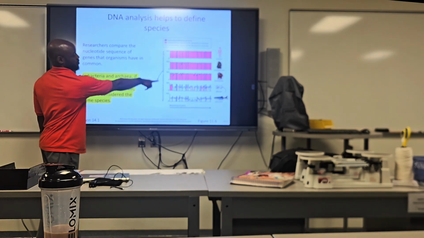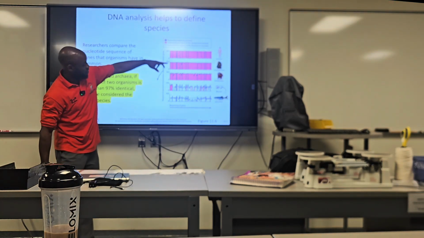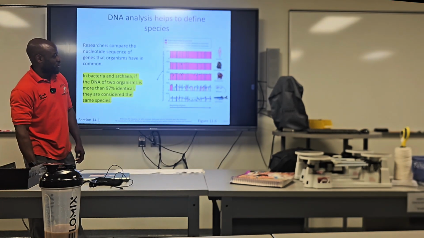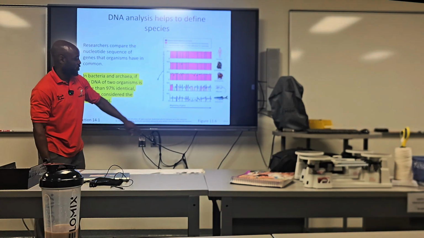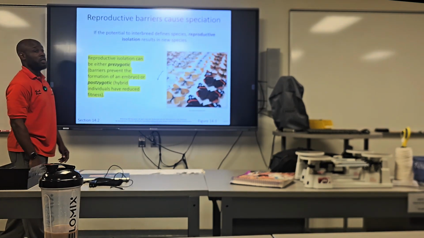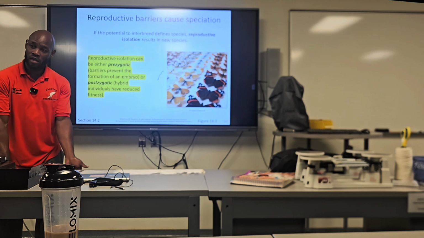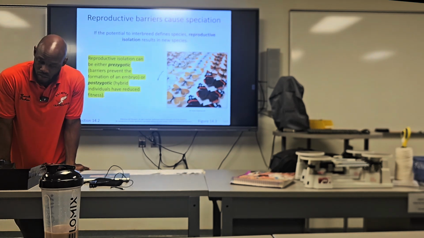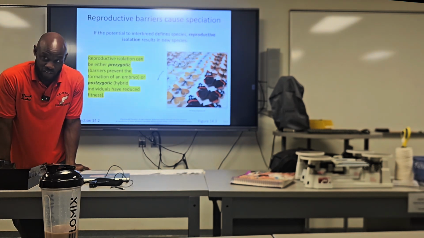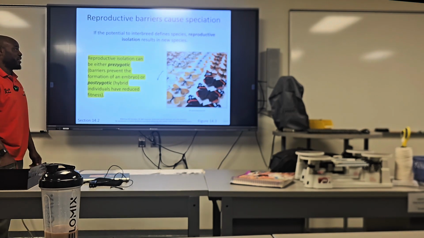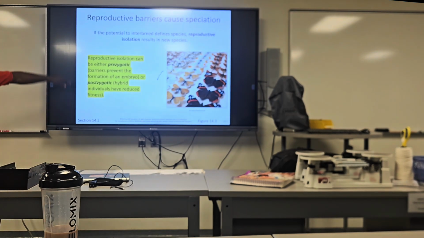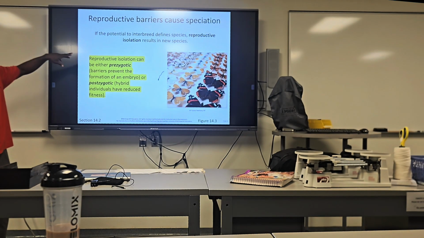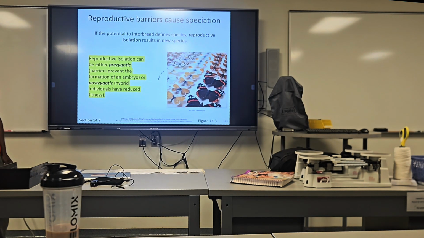So you can see some of the human, chimpanzee, mouse, zebrafish, all right? Do you know how identical Neanderthals and Homo sapiens were? I'd have to look it up to get the actual percentage. I don't know off the top of my head. If the potential to interbreed defines a species, reproductive isolation results in a new species, right?